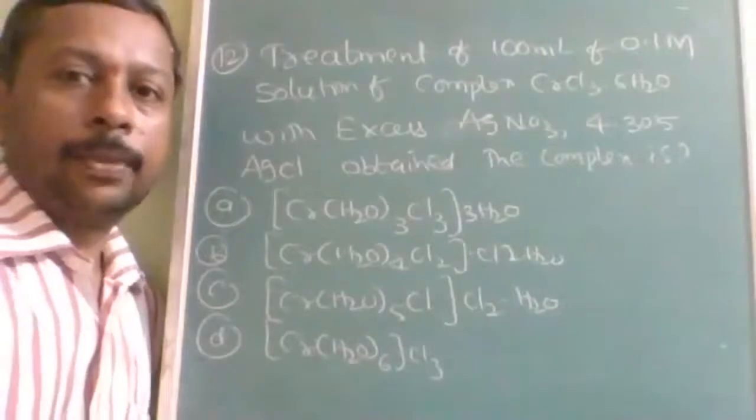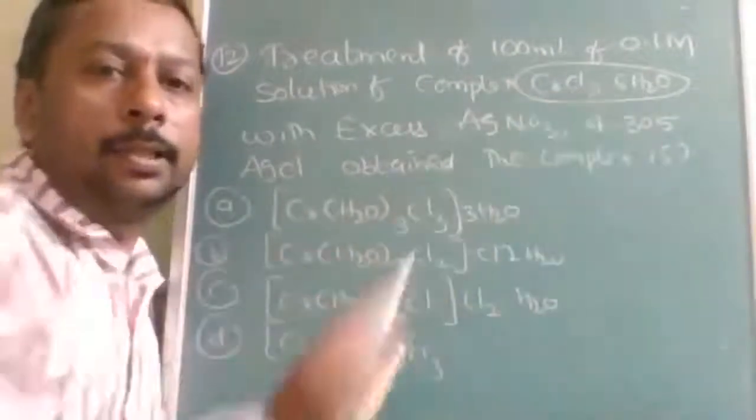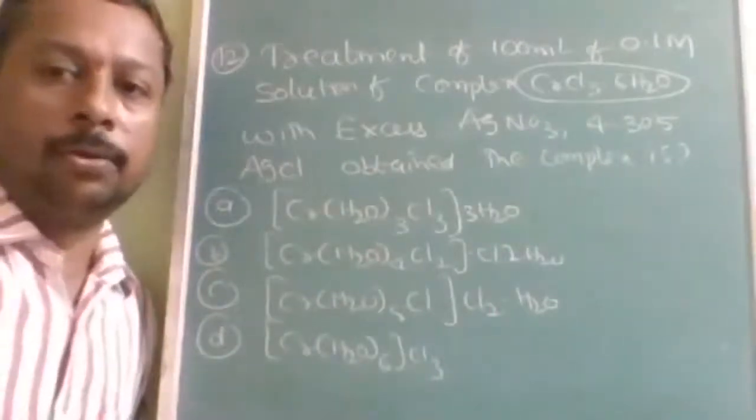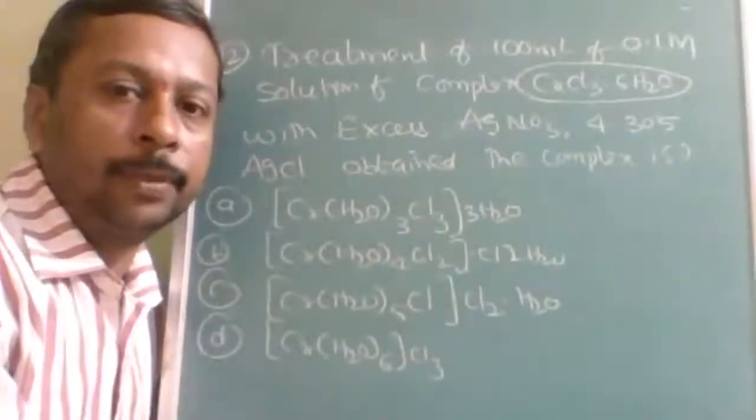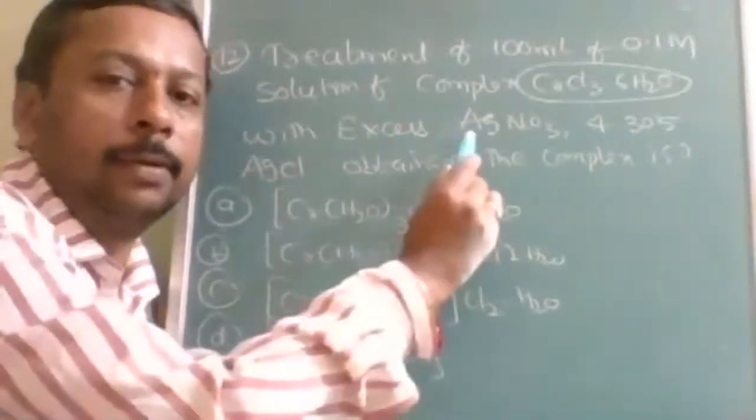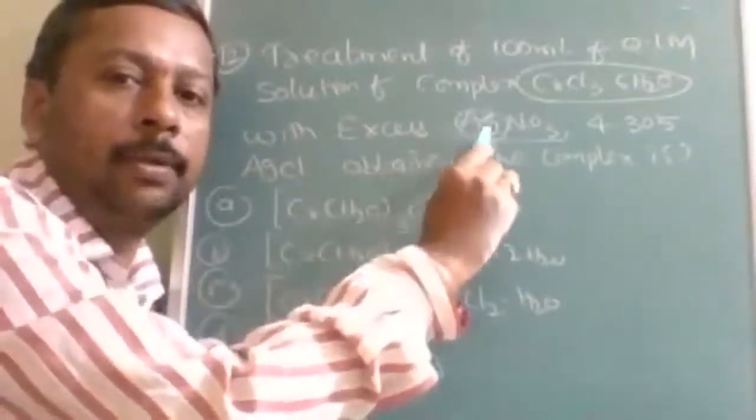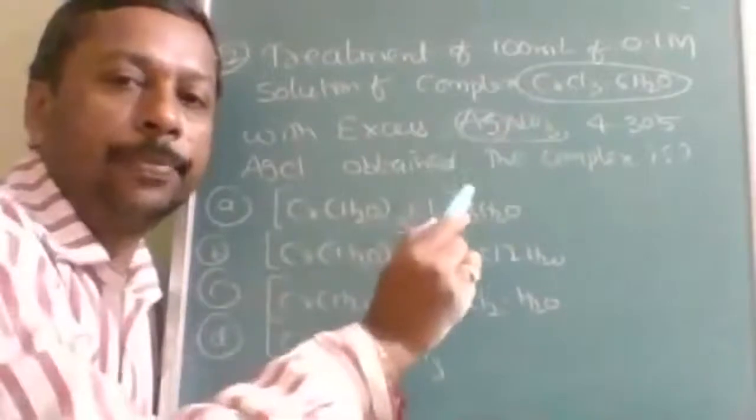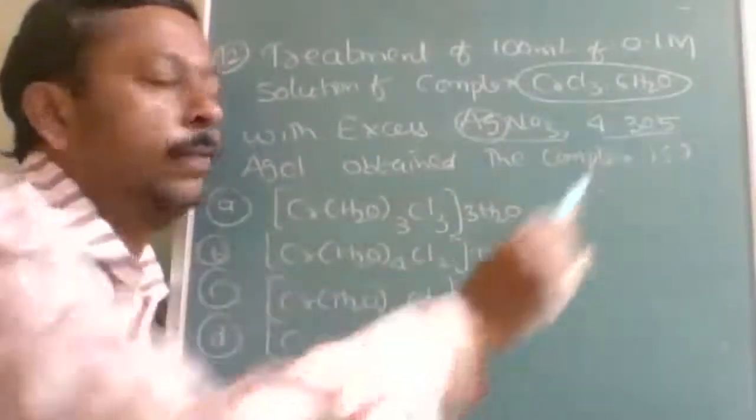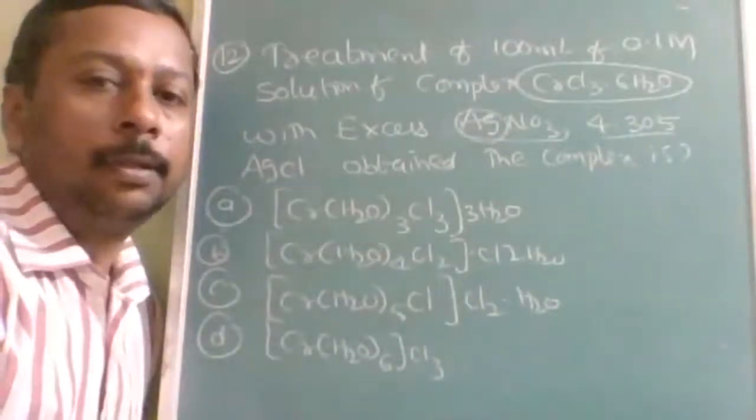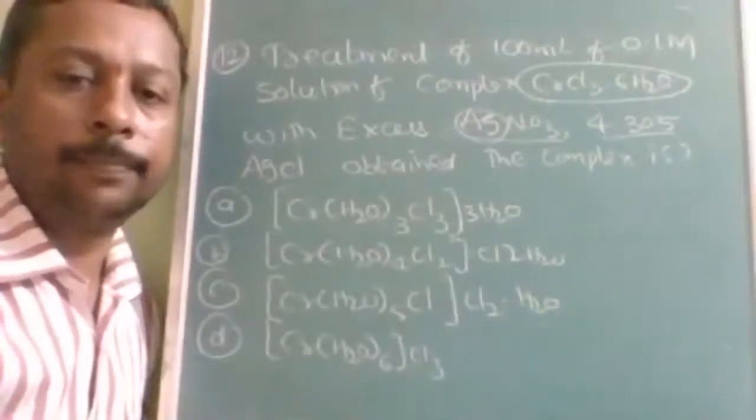Okay, here the given complex molecular formula is CrCl3.6H2O, but it is not known how many chlorines are outside and how many chlorines are inside. Further, what they have done is treated it with AgNO3. Ag positive reacts with only the chlorine which is outside. So how much AgCl is formed? 4.305 g of AgCl is formed. So accordingly, you have to identify the molecular formula.